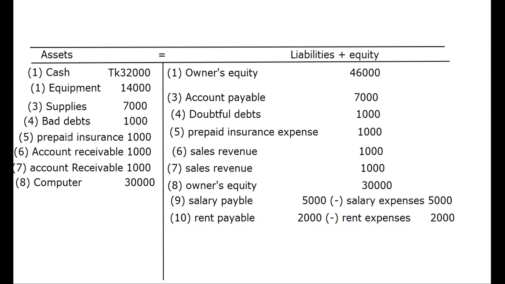This portion should be deducted here because bad debt is not your asset. Prepaid insurance is not your asset. Oh yes, prepaid insurance is your asset. Bad debt should not be included. Bad debt should be written here, in other words. Bad debt expense should be 1000. That should be included here for our calculation.